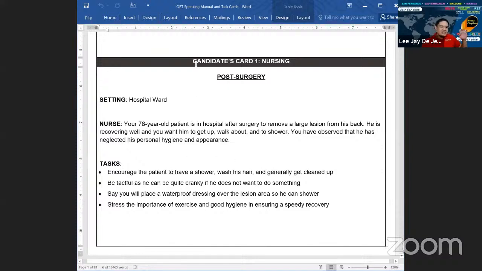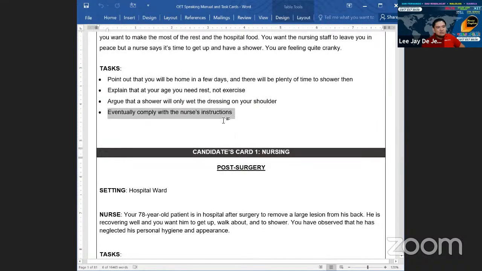Now, candidates will only see this card. Okay? You will not see the blue card, the interlocutor's card. Isang card lang makikita nyo, and you're allowed to write on this. You can make notes. You'll be provided a pencil. You can underline, you can number, you can draw arrows if you want. Okay, but the interlocutor will have access to both.